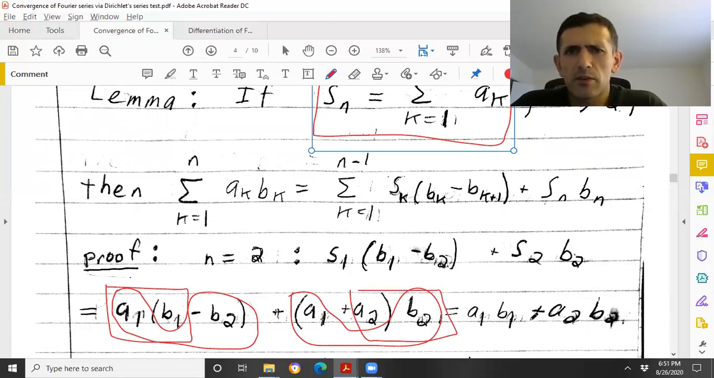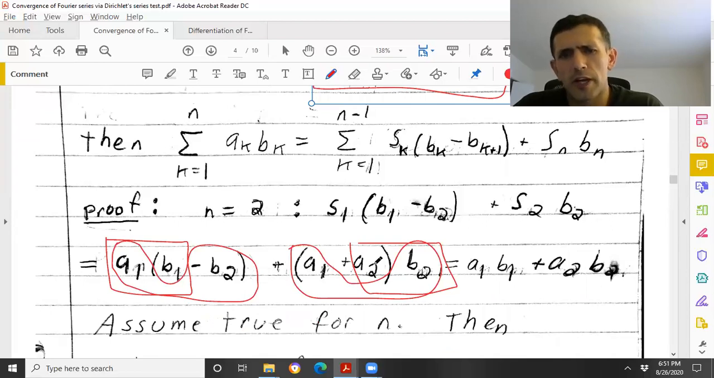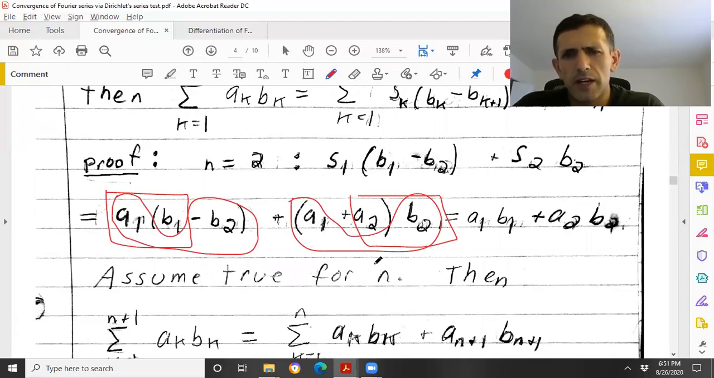Okay, and that's exactly what we're trying to prove when n equals 2. It's a1, b1, a2, b2. Okay, and now just do an easy induction. Assume it's true for n. So you kind of do the obvious thing.